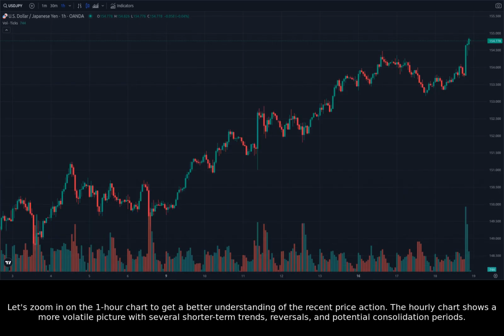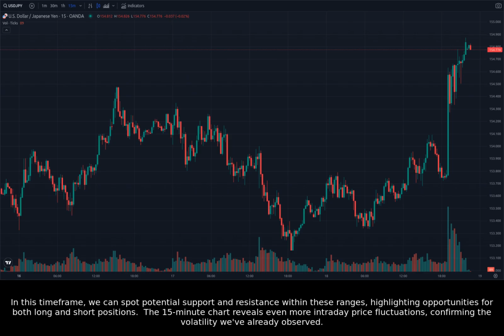Let's zoom in on the 1-hour chart to get a better understanding of the recent price action. The hourly chart shows a more volatile picture with several shorter-term trends, reversals, and potential consolidation periods. In this time frame, we can spot potential support and resistance within these ranges, highlighting opportunities for both long and short positions.